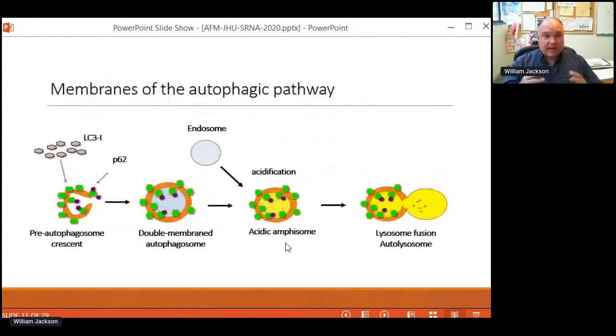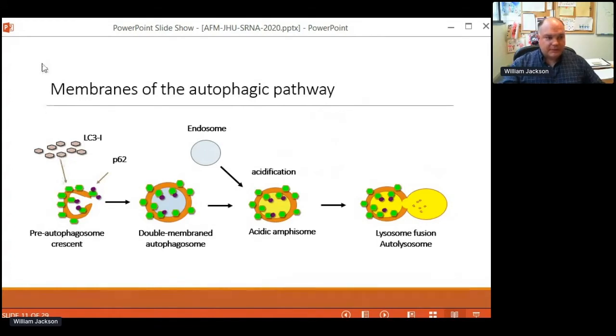So how does the autophagy pathway work? Well, what happens is you get these crescents that form and encompass cytosol. And those crescents are then called autophagosomes, and they fuse with endosomes. The endosome delivers its contents, and now the autophagosome becomes acidic. We call that an amphisome. The amphisome is then capable of fusing with the lysosome, forming an autolysosome, and that's where the cellular contents that entered at the beginning of the pathway are actually degraded.